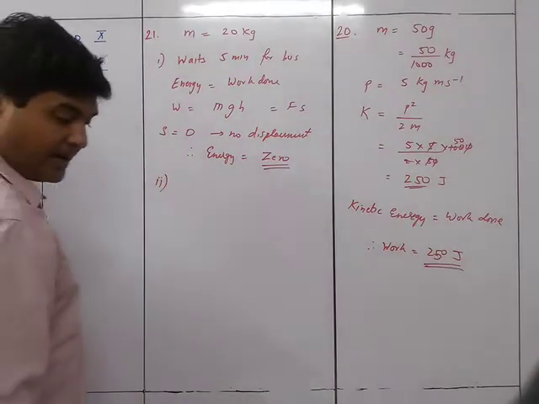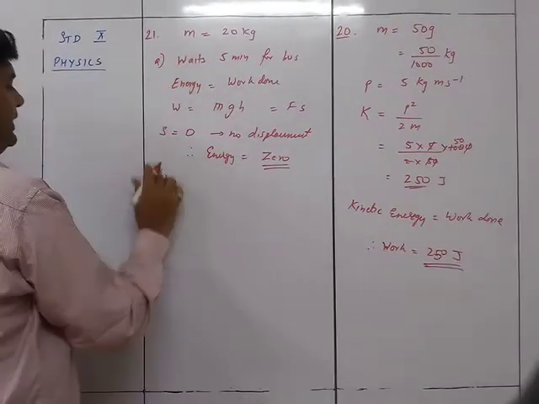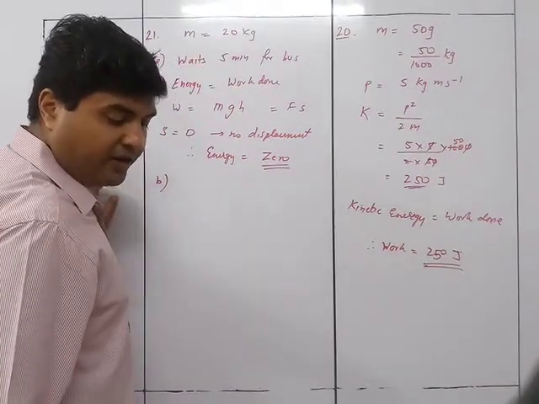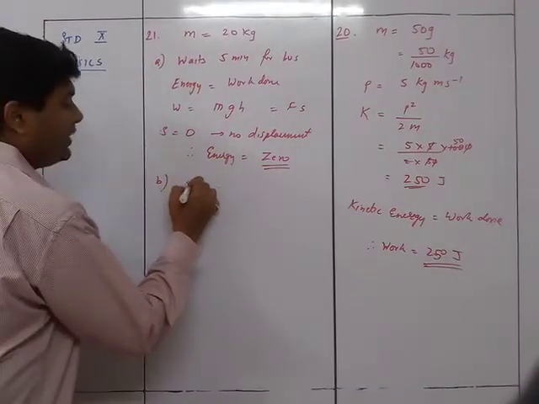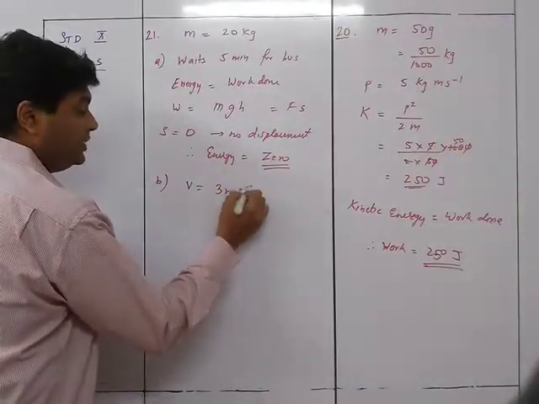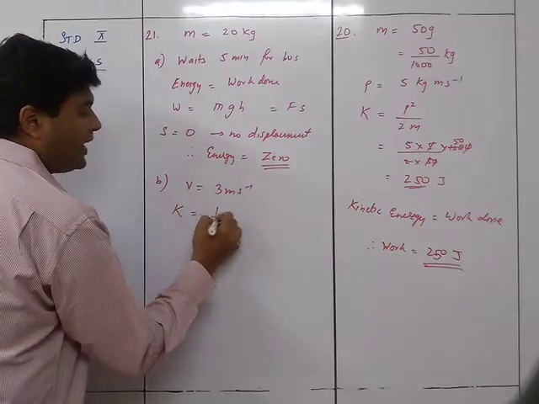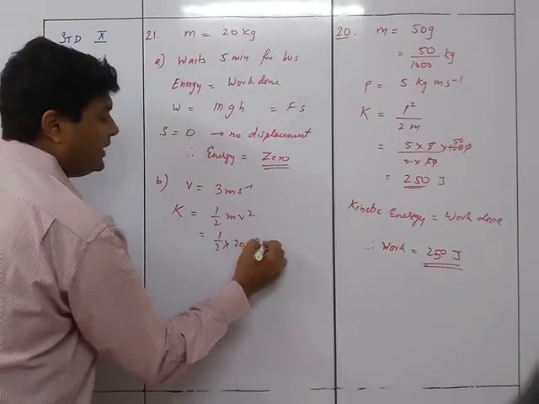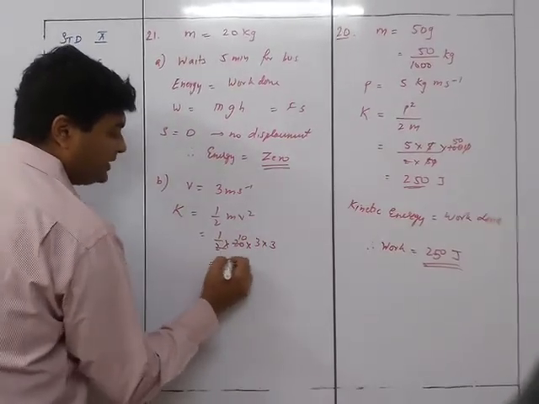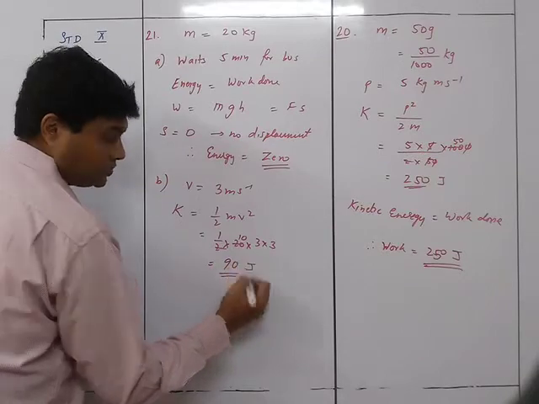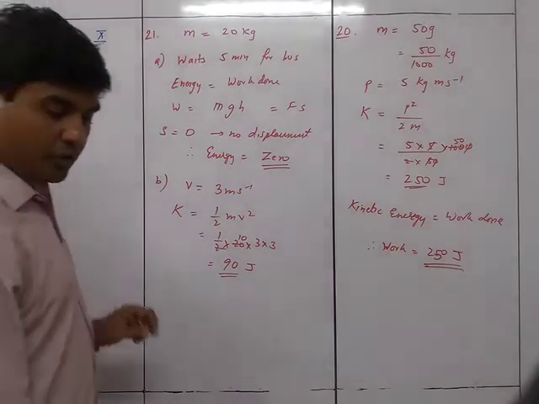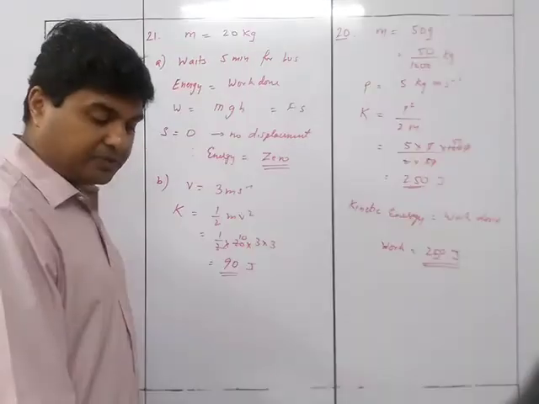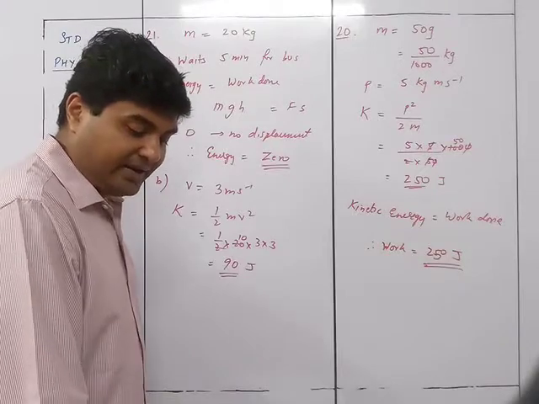Now the second part, that is B part. Runs carrying the box with a speed of 3 meters per second to catch the bus. So now velocity is given as 3 meters per second. So accordingly, the energy K will be equal to half mv square, is half into 20 into 3 into 3. So that gives me 90 joule. So the energy which is going to be gained by the body when he is running at the speed of 3 meters per second is going to be 90 joule.